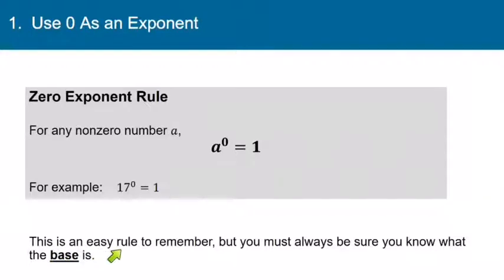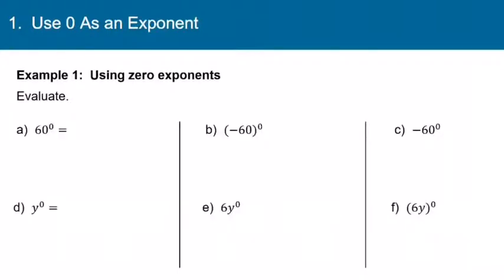Now this is an easy rule to remember, but you have to make sure that you know what the base is. A lot of confusion comes in when people are not sure what the base of their exponent really is. So yes, anything to the 0 power is 1. But make sure that you know what the base of that zero exponent is. So we're going to practice a little bit here using zero exponents. We're going to evaluate each of these. So here we have 60 to the 0 power. Now the base here is 60. And we know any number to the 0 power is 1. So that one's not hard.